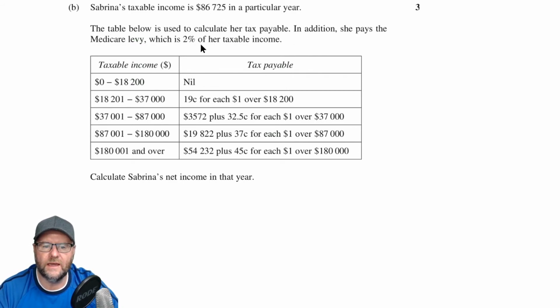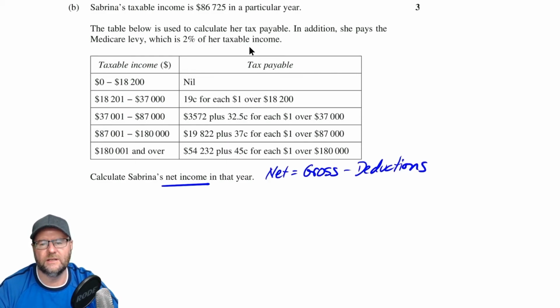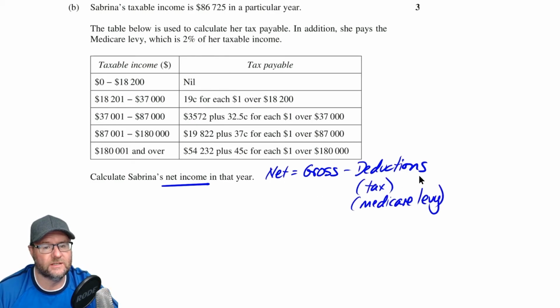Last question. Sabrina has a taxable income of this, and she also has to pay a Medicare levy. Now, in this case, the 2% Medicare levy is just an extra payment you have to make on top of your tax to cover hospitals and stuff like that, so our healthcare system. It's 2% of her taxable income. We're asked to calculate her net income in the year. Remember, net income is your gross minus your deductions. The deductions in this question, there's 2 of them: the tax we have to take out and the Medicare levy.